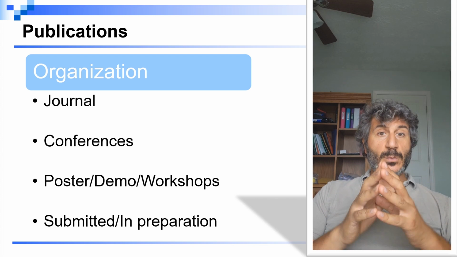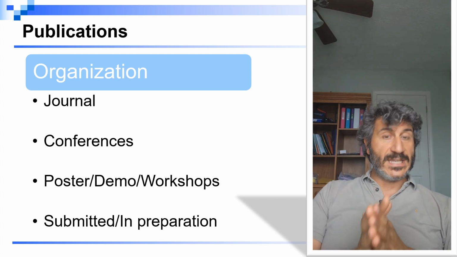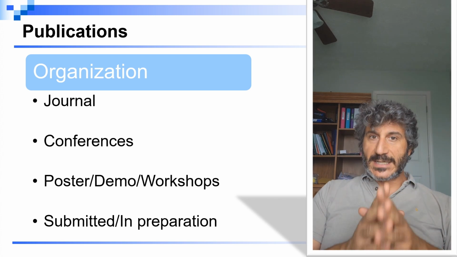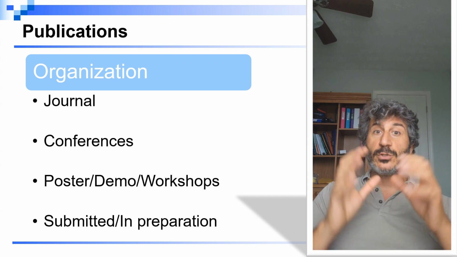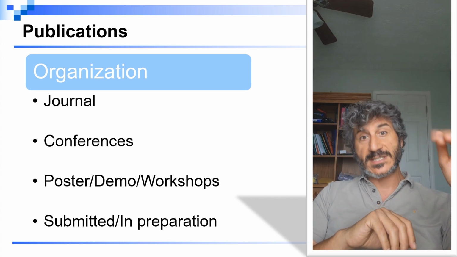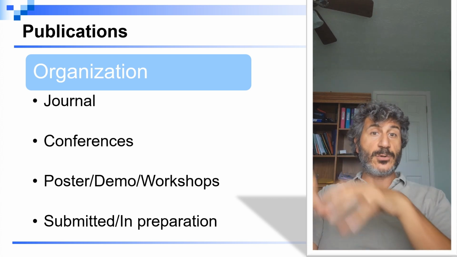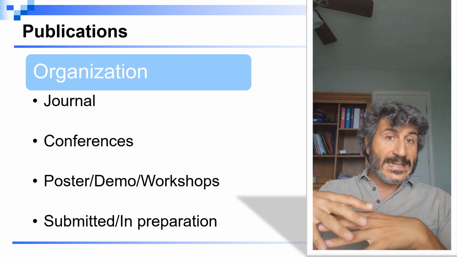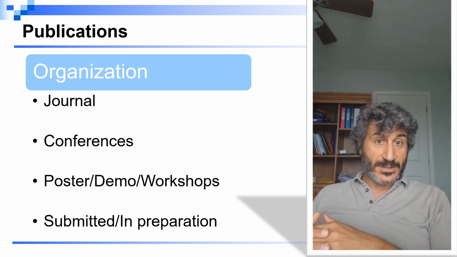The next section is probably one of the most important sections of your whole CV, which are your publications. There are several things here that are important to know when you prepare this section. So first off, I would organize it correctly by including the journal publications separated from the conference publications. Then you can include posters, demos, and workshops. And then finally have a separate section with submitted papers and papers that are in preparation.